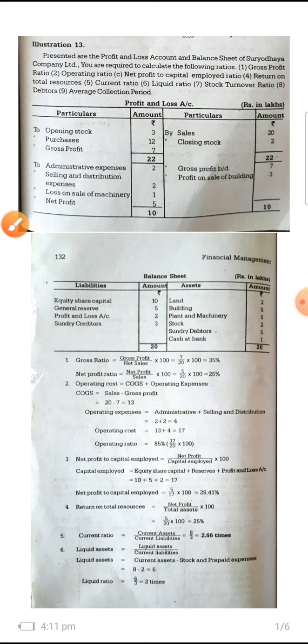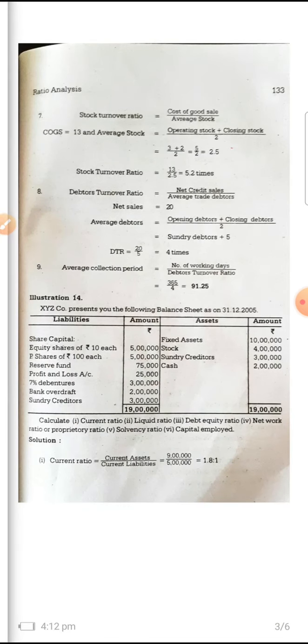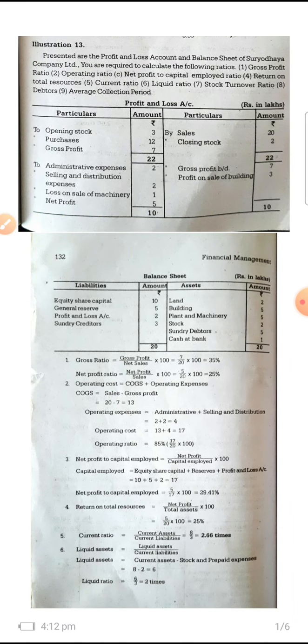Now the fifth question is current ratio. The formula of current ratio is current assets divided by current liabilities. What are the current assets? If you check in the problem, you have stock 2, debtors 5, then cash 1. So 5, 6, 7, 8. So 8 divided by 3, current liabilities 3, that is 2.66.